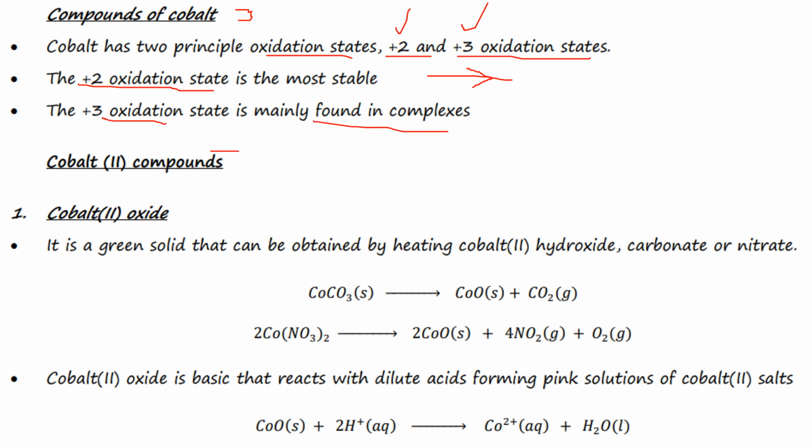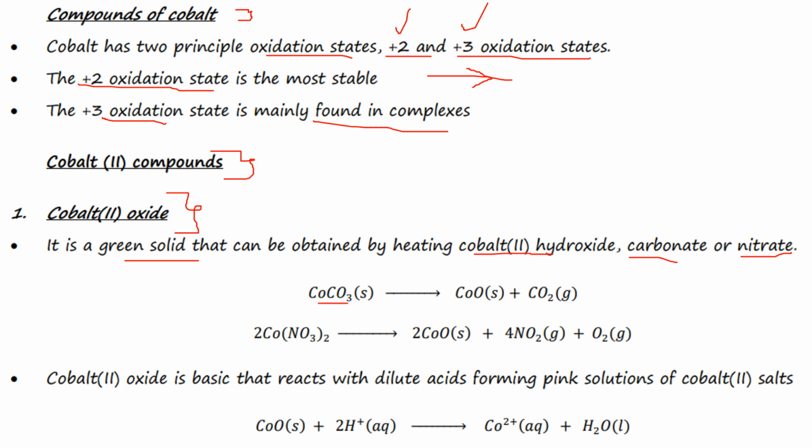So let's look at some of the compounds that are going to be formed by cobalt in the +2 oxidation state. First you are going to start with cobalt(II) oxide, a green solid that can be obtained either by heating cobalt hydroxide or cobalt carbonate or cobalt nitrate.